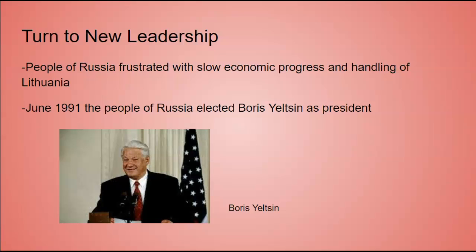Russians were not happy with the treatment of Lithuania and were frustrated with the slow economic progress being made in the Soviet Union. Boris Yeltsin, considered a rival to Gorbachev, felt that reforms needed to be made more quickly, and people turned to him for leadership. In June 1991, the people of Russia made Yeltsin the first directly elected president. However, please note, Gorbachev is still the president of the Soviet Union, in which Russia was one of the republics.